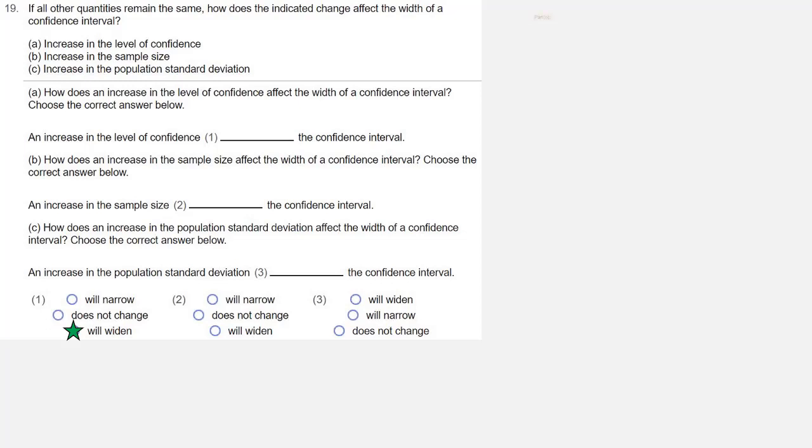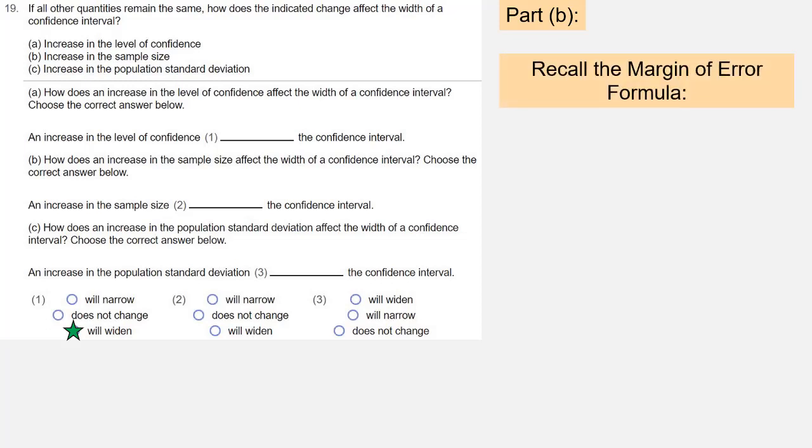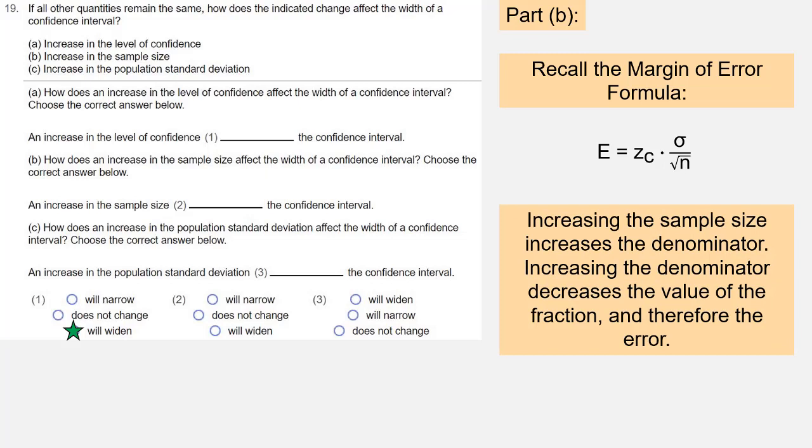In part B, how does an increase in the sample size affect the width of a confidence interval? Choose the correct answer. So recall the margin of error formula. Error equals ZC times sigma over the square root of n. So if we're increasing the sample size, that means n is getting larger. Increasing the sample size increases the denominator.